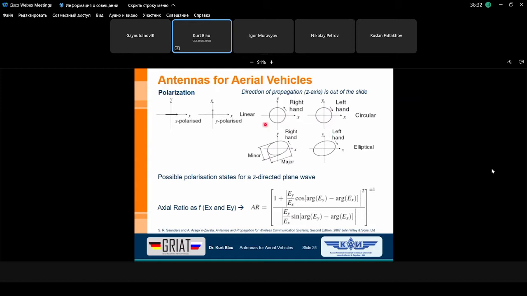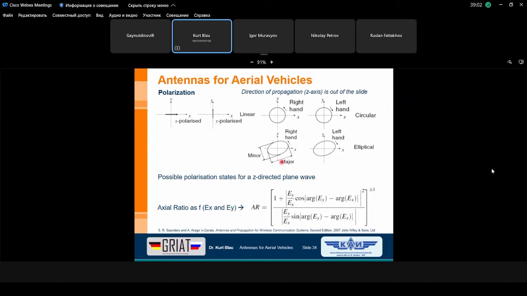In practice, it is very complicated to excite an exact right-hand or left-handed polarization. In principle, it's not possible. And so the so-called elliptical polarization, the ellipse lying in free space, is, let's say, the normal case.